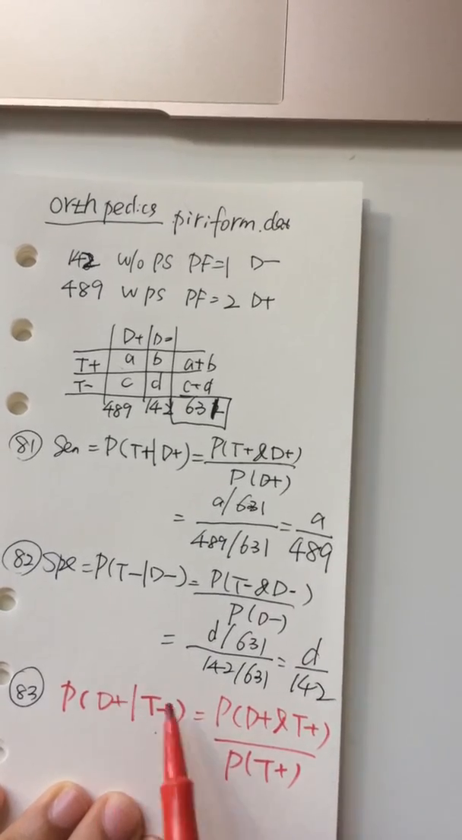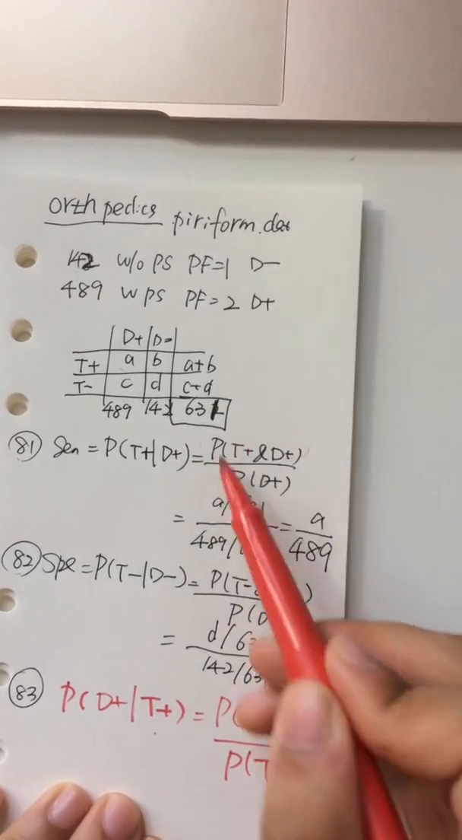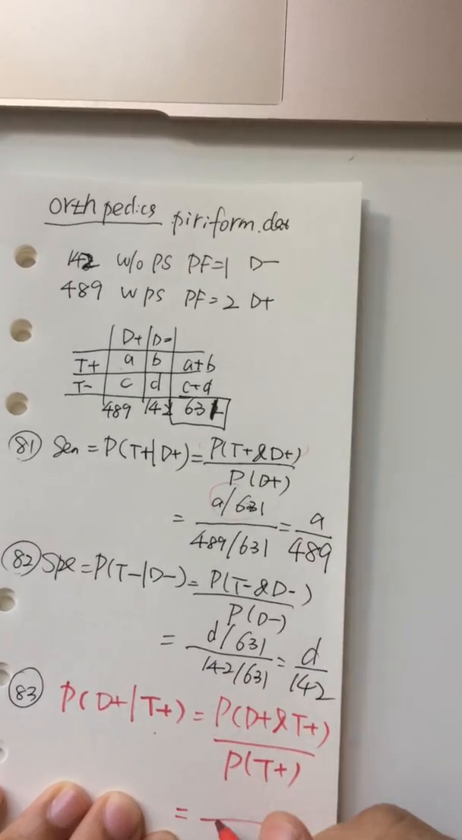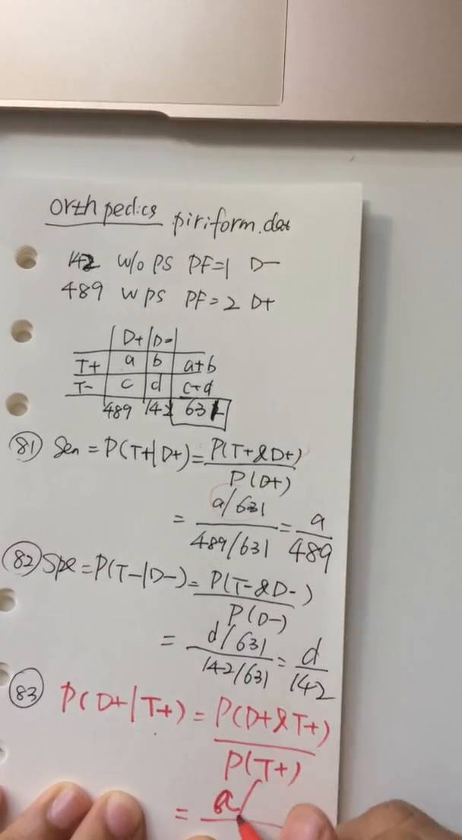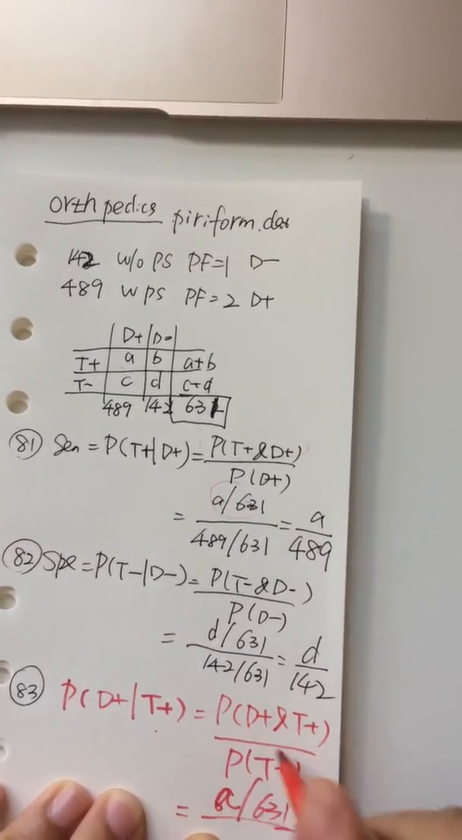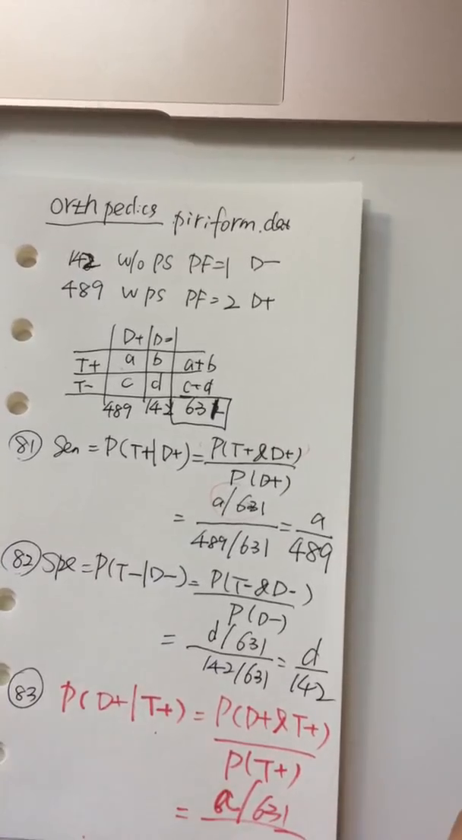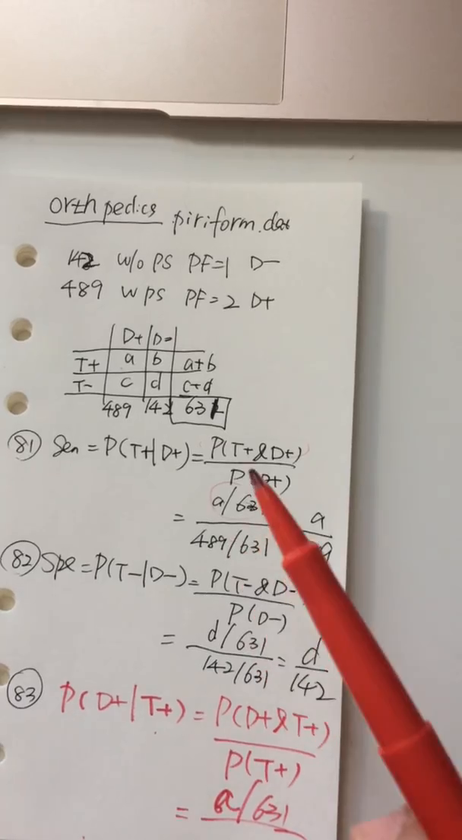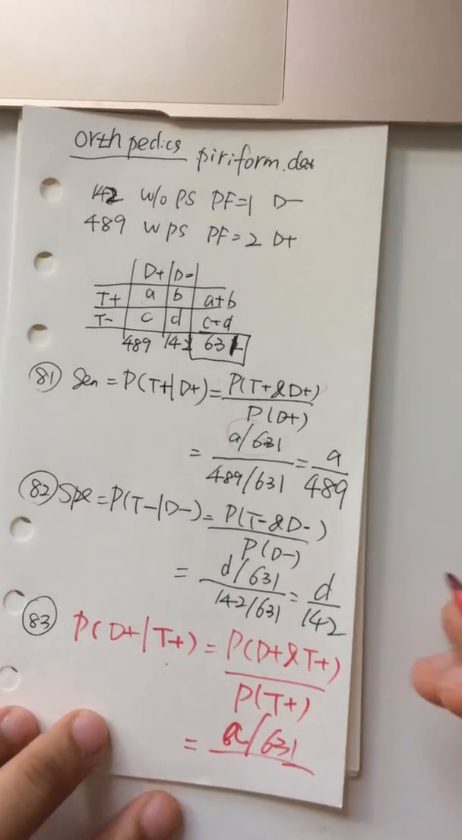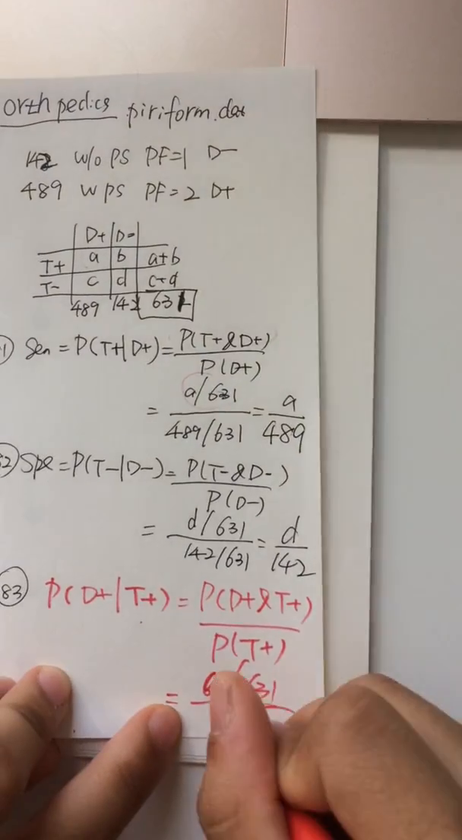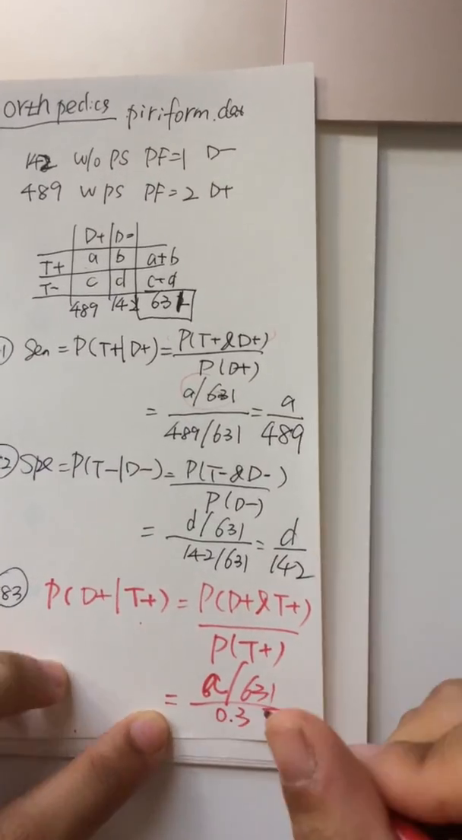So what is in this bracket? We just use it here, right? So it's the same thing here. A over, what is this one? So here is the tricky part. Actually, we suppose there's 70%, right? So this is 0.7. Then you solve this one, and you get the result.